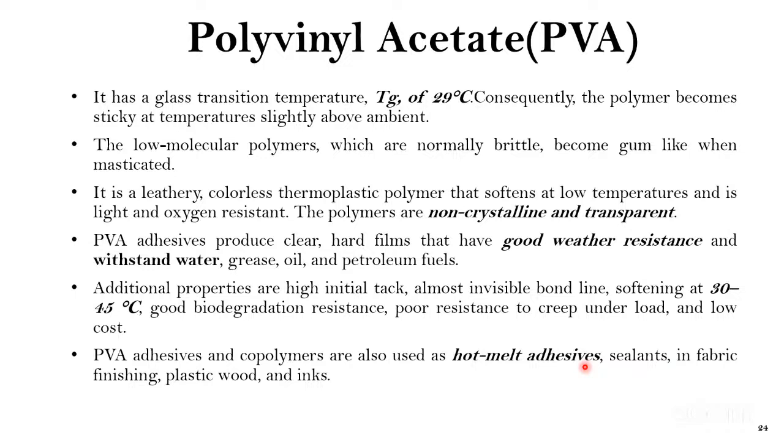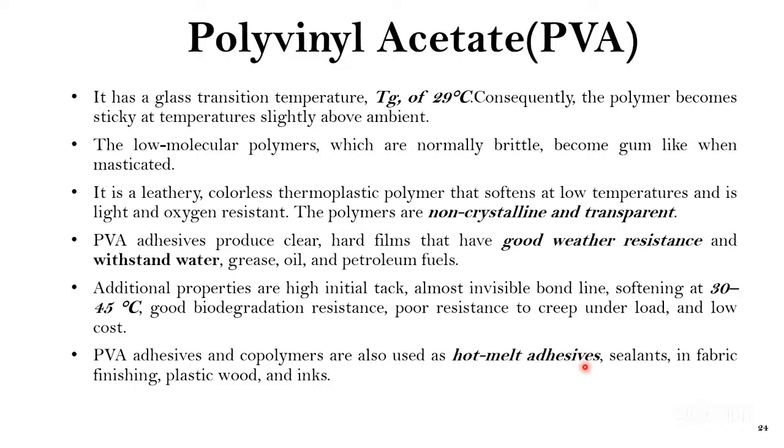Ma'am, any image of hot melt adhesive? Yes, I have just shown you in the polypropylene case. They come in stick form, that polymer. You put it in a hot glue gun. That was the case for PP. But what about polyvinyl acetate? Polyvinyl acetate also, they make that kind of hot melt adhesive.